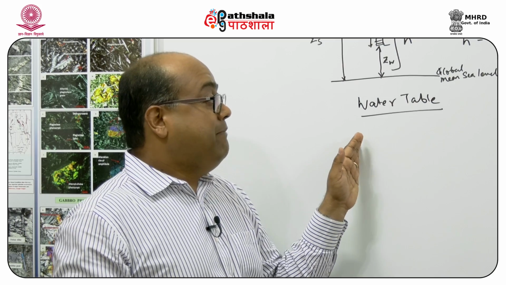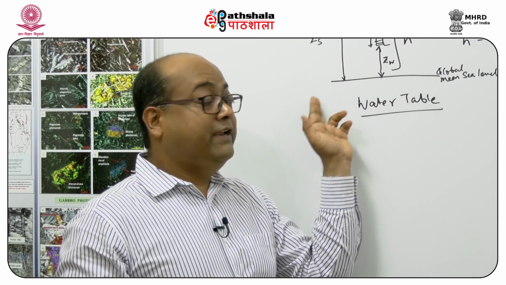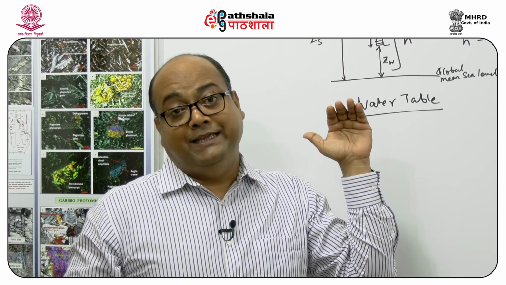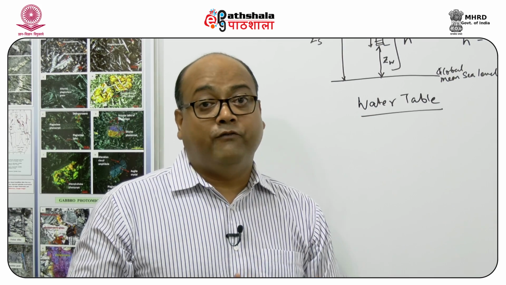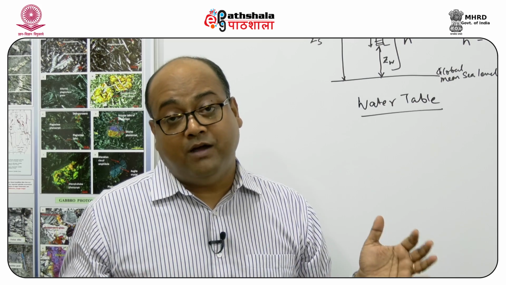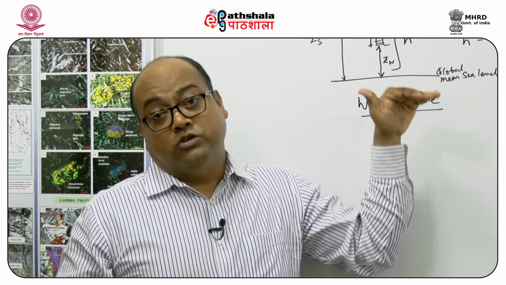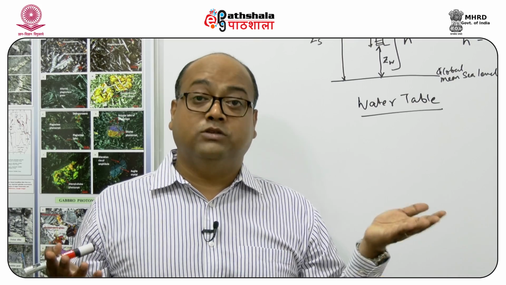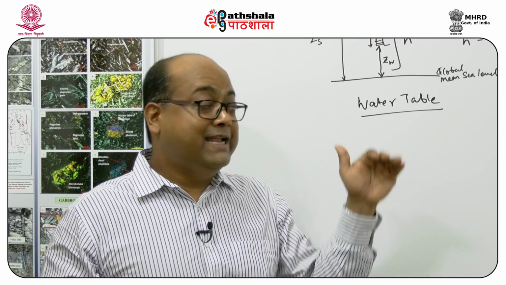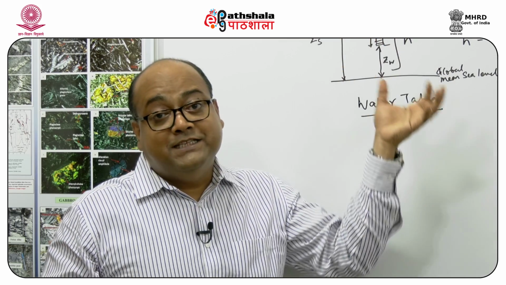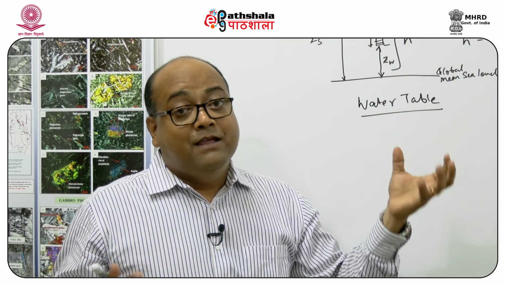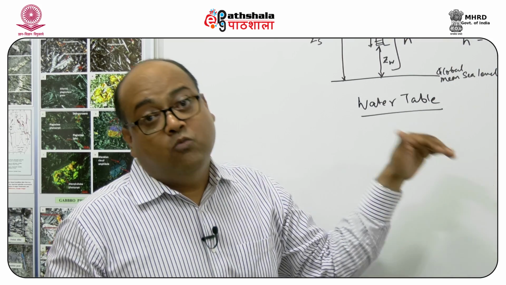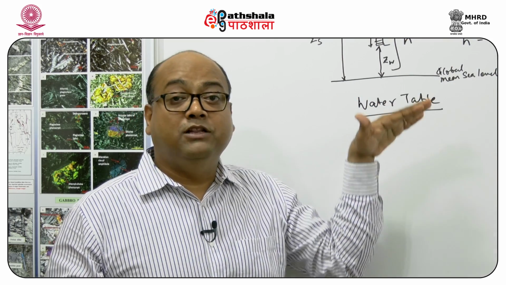This is a very common term which we see to define the status of groundwater. Often we see that during the summer months the water table goes down, and during the monsoon months the water table goes up. What it says is that when the water is being extracted at a rate more than the water infiltrating into the ground, the water table goes down.